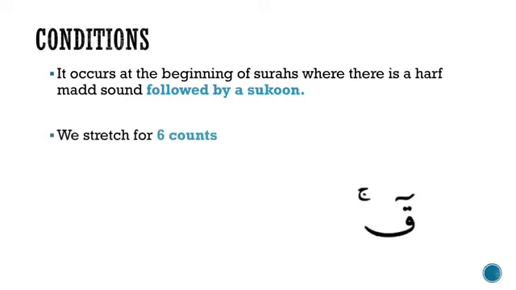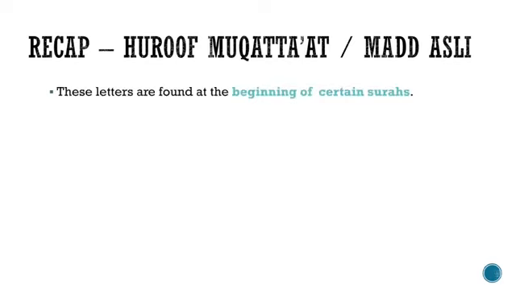For example, Qaf. As you can see, there is a huruf madda followed by a fa with a sukoon, so we will stretch for 6 counts.